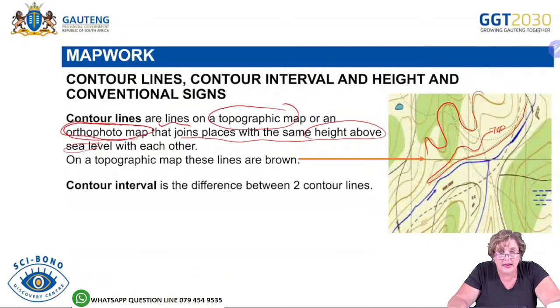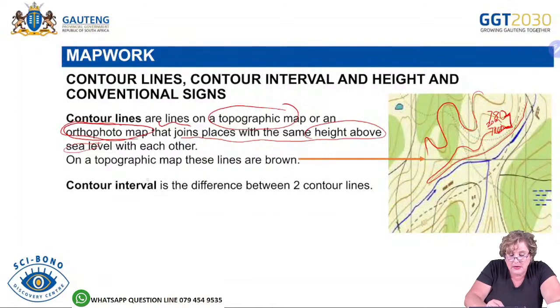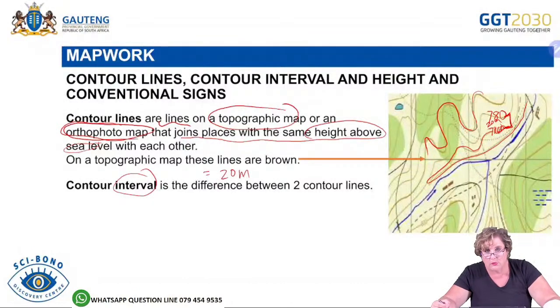A contour interval is the difference between two contour lines. So say, for example, that is 740, that is 780. The difference between the two, if I go from that contour line to that contour line, is in this case 20 meters, which tells me the contour interval is 20 meters. That means from the one contour line to the other is 20 meters.